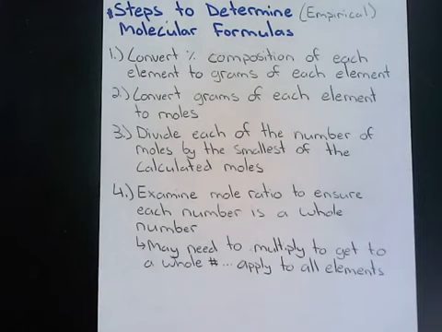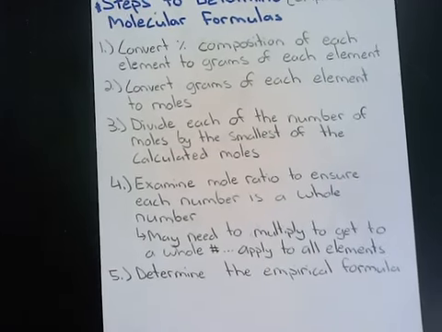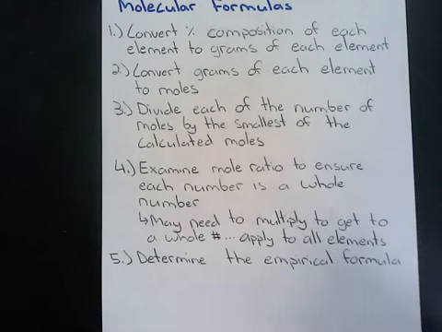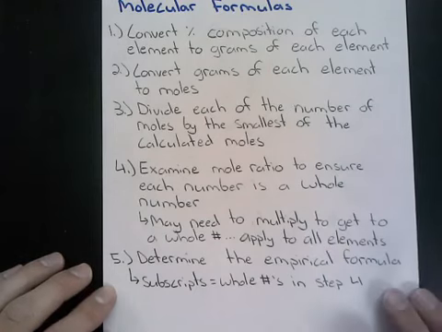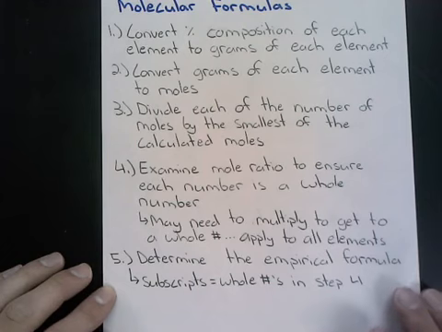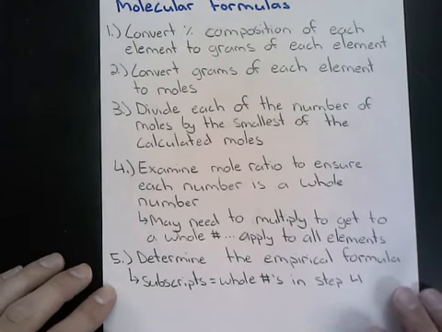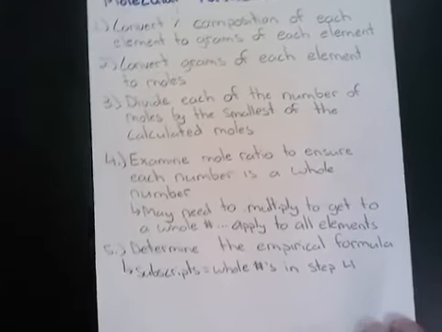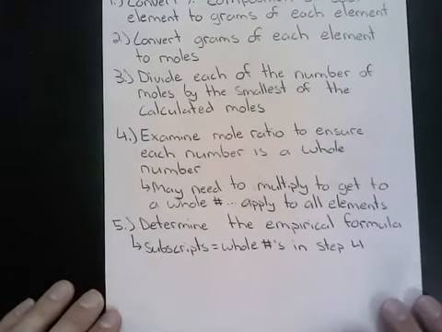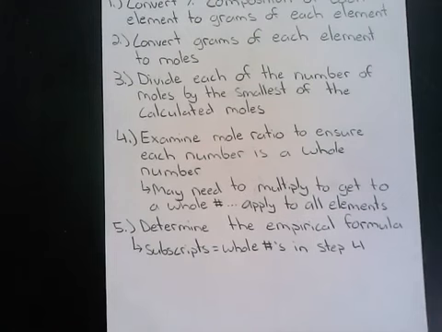In step number 5, once you have all the moles in a compound, you need to determine the empirical formula. So how do you do that? The whole numbers that you determine in step number 4 become the subscripts of the formula which you're trying to find. Okay, so for step 5, if you were just finding the empirical formula, you would actually stop at step number 5. Now, to determine the molecular formula in steps 6, 7, and 8, what you need to do is this. You need to perform the following calculation.